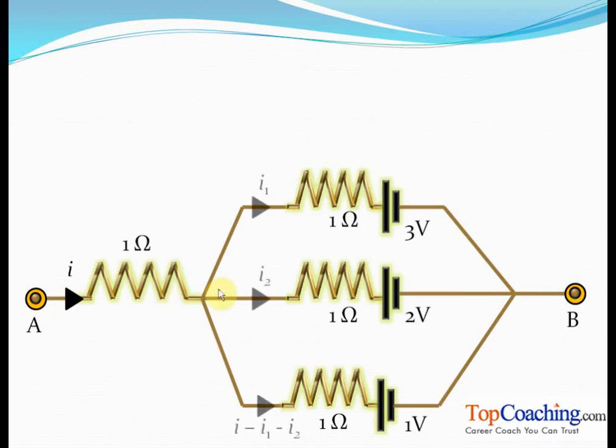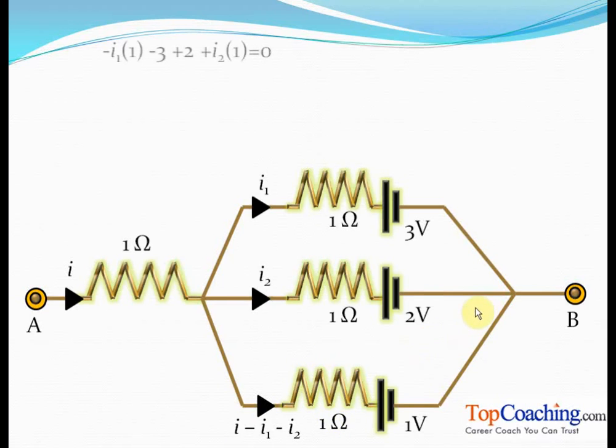Let's assume that the current in the first branch is I1, the current in the second branch is I2, and the current in the third branch is I minus I1 minus I2. We have used Kirchhoff's junction rule to divide these currents, because clearly this is I1, this is I2, and so the current in the third branch must be I minus I1 minus I2 by Kirchhoff's junction rule.